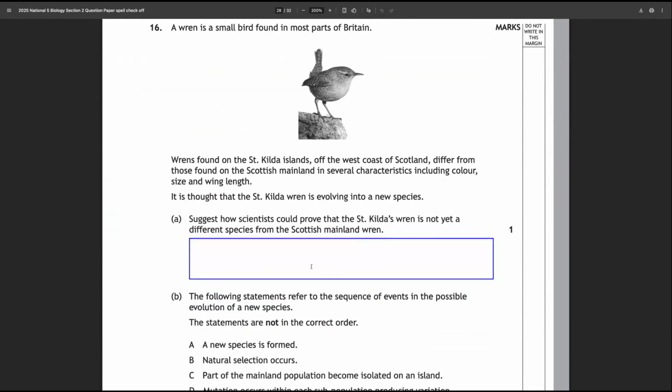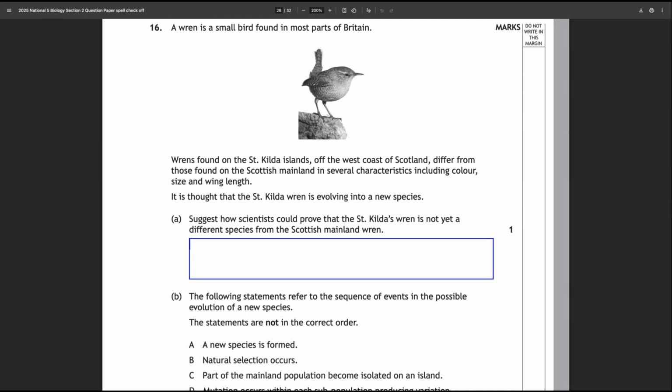Question 16. A wren is a small bird found in most parts of Britain. Wrens found in the St Kilda Islands off the west coast of Scotland differ from those found in the Scottish mainland in several characteristics, including colour, size, and wing length. It's thought that the St Kilda wren is evolving into a new species. Suggest how scientists could prove that the St Kilda wren is not yet a different species from the Scottish mainland wren.